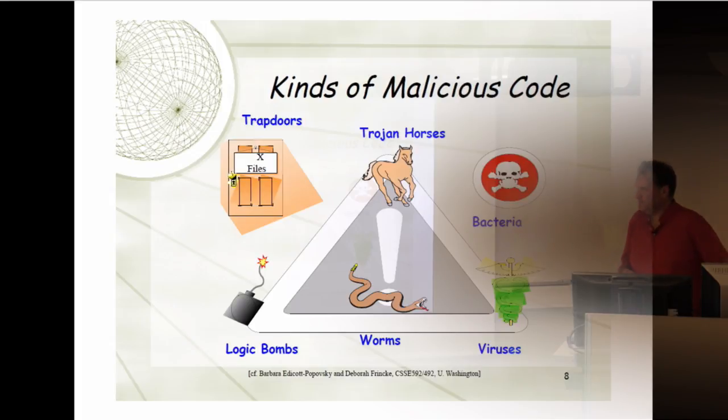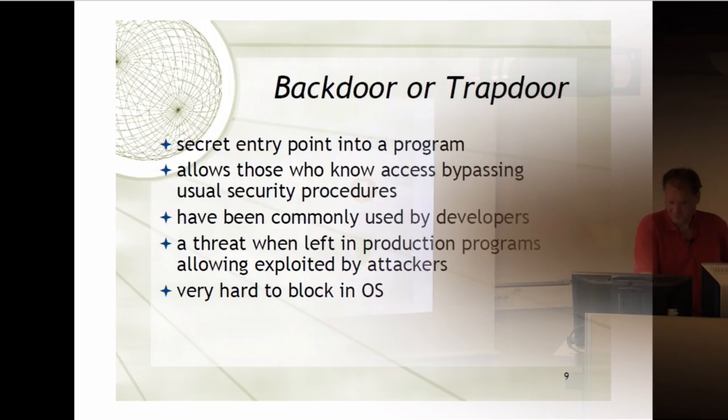But let's look a little bit on the different types of malicious code or threats that we have. So these are just a few that we'll look at. If you look at the taxonomy, you will see that there are many, many more, but we'll go through these at least. So starting with a backdoor or a trapdoor.